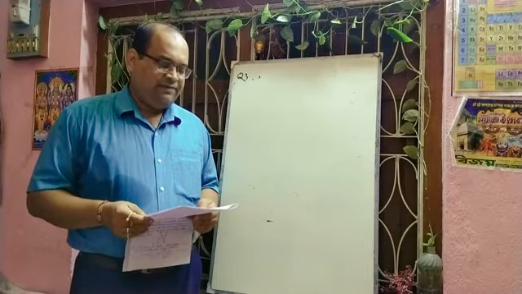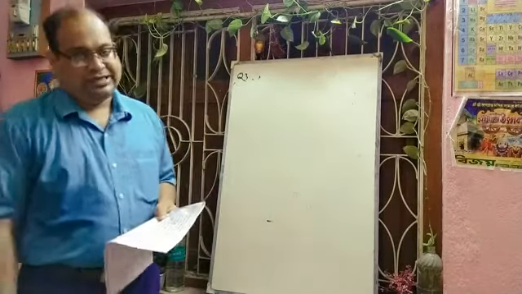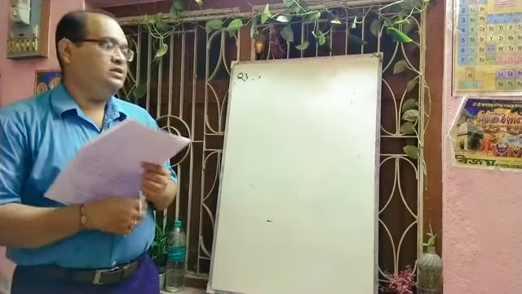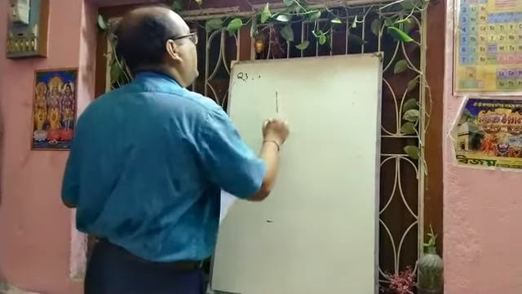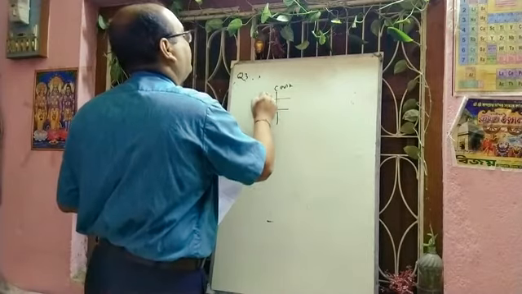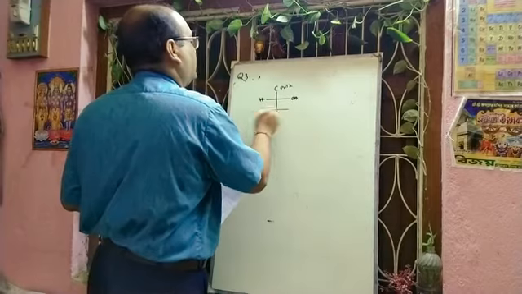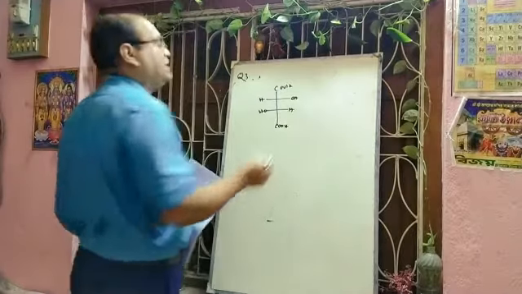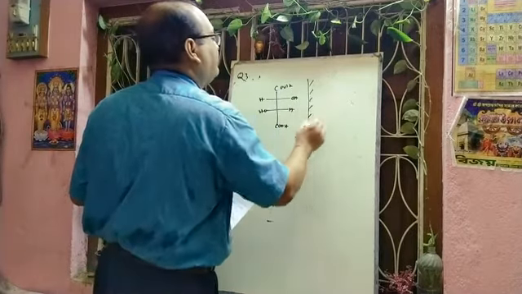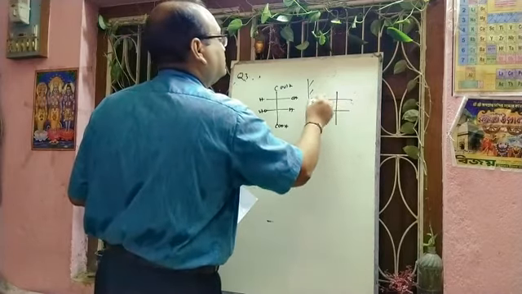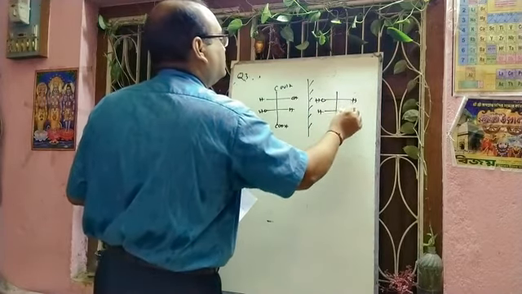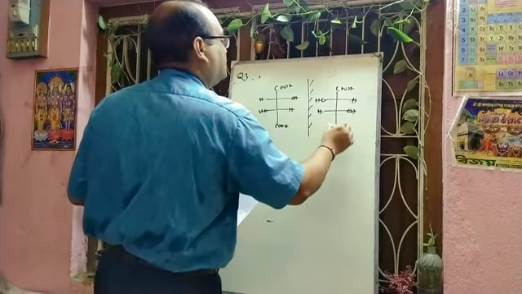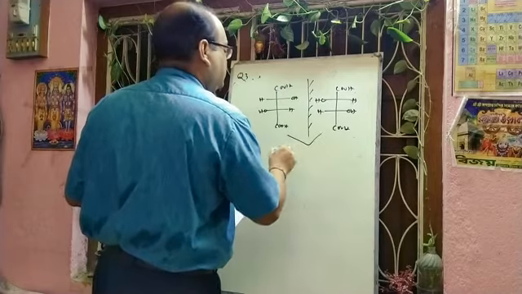Next question was define enantiomers. Enantiomers are those optical isomers which are non-superimposable mirror images of each other. Okay, so I can show you that in the case of active lactic acid. So this one is active lactic acid. If you take the mirror image, now these two are called enantiomers.